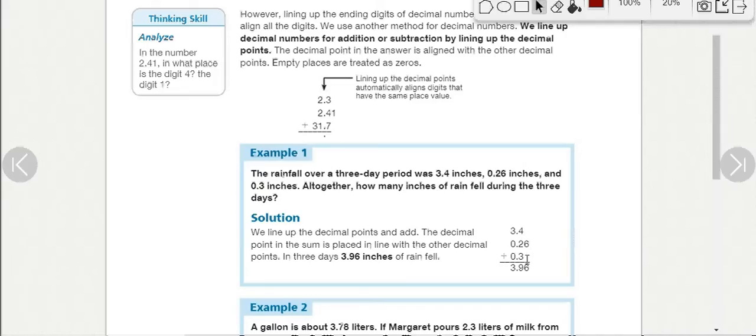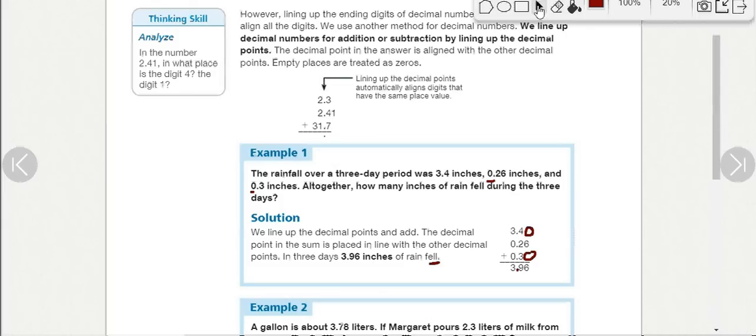You align your digits. What's really in these blank spots then? If they don't give us a number, to make it easier, we should fill it in with some placeholders, zeros. So really it adds up to 6. 4 plus 2 is 6 plus 3 is 9. Don't forget to drop that decimal here. And 3 plus these placeholder zeros, they even show those here in the problem, is 3. 3 and 96 hundredths inches of rain fell.